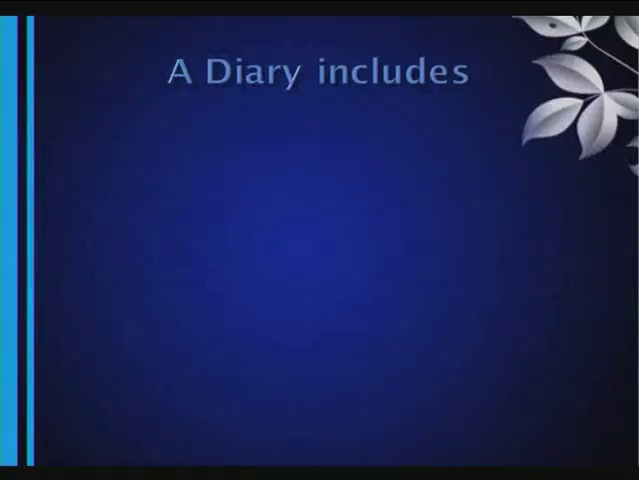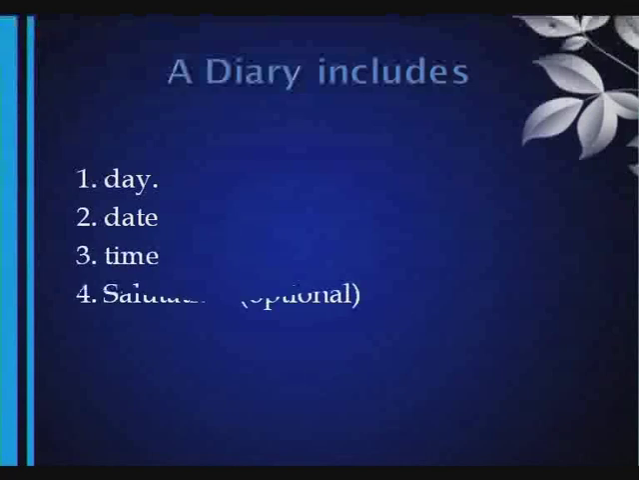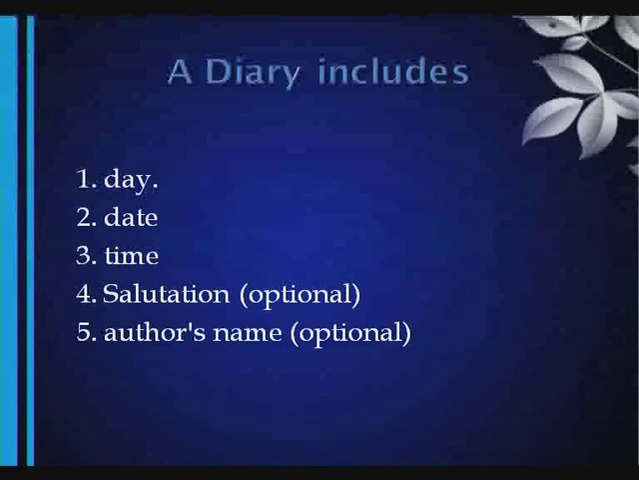Children, what did you observe in this model of a diary? A diary includes day, date. Yes, you are right, children, it's time. Salutation. We have seen that we have started the diary with a salutation, Dear Diary, but it's optional. Author's name. This is also optional, children, because the diary is with you all the time and you need not write the name of yourself. Shall we now know the features of a diary, children?